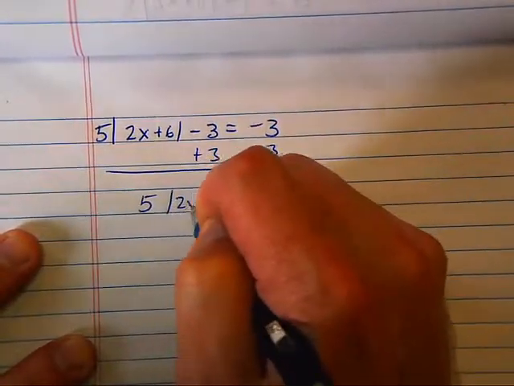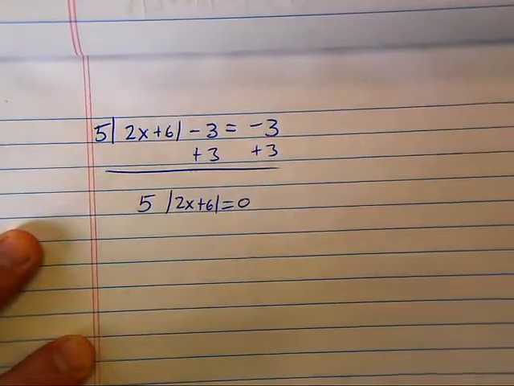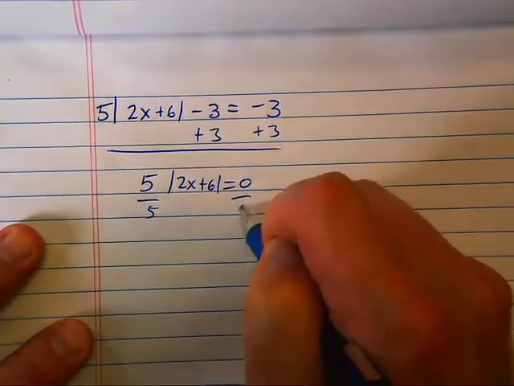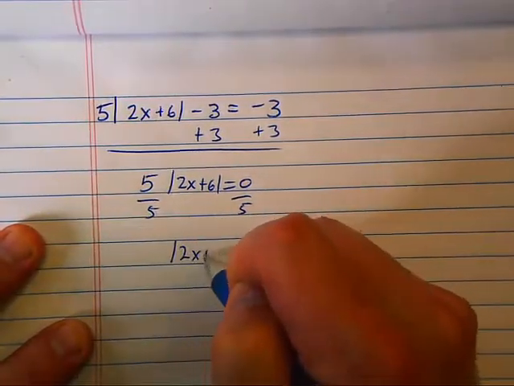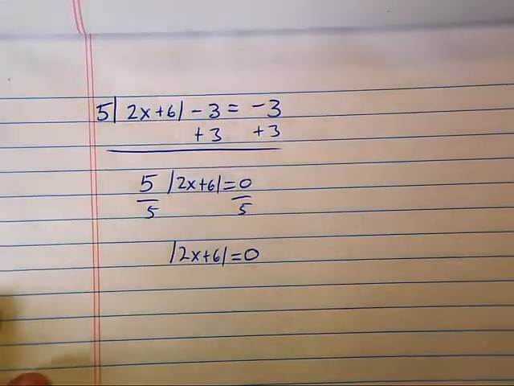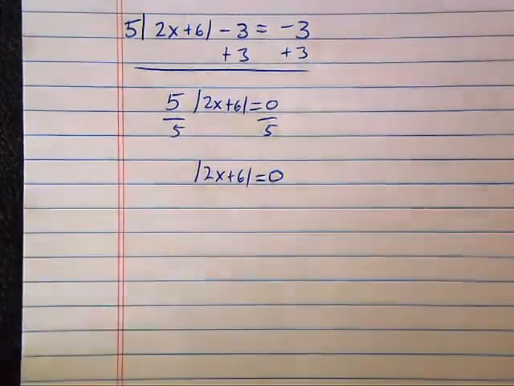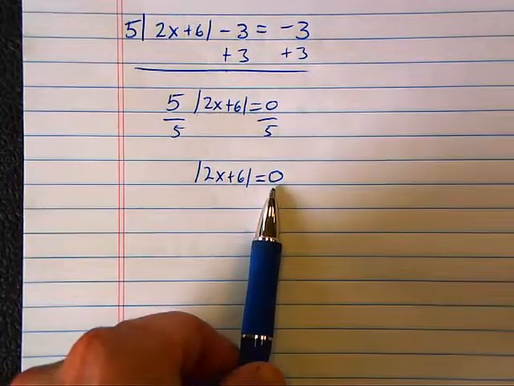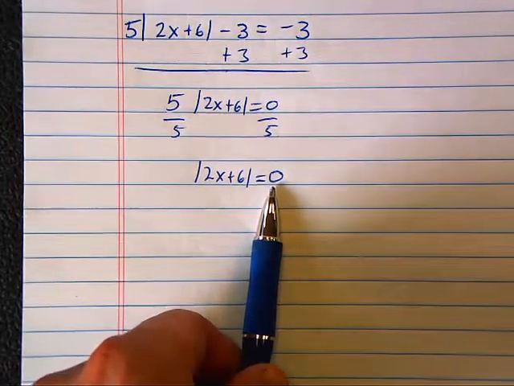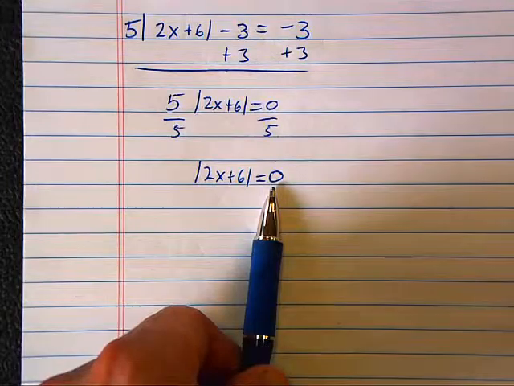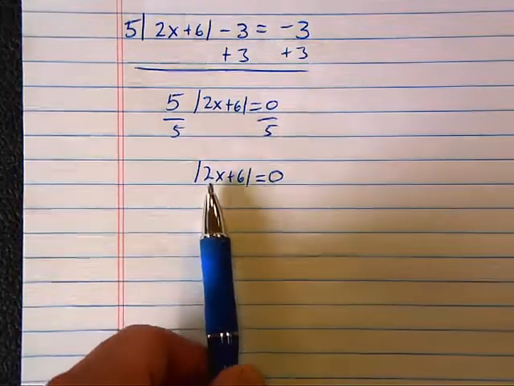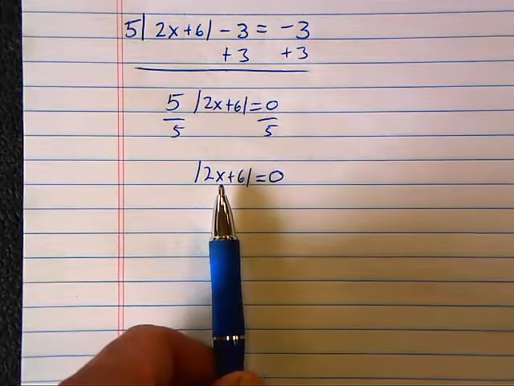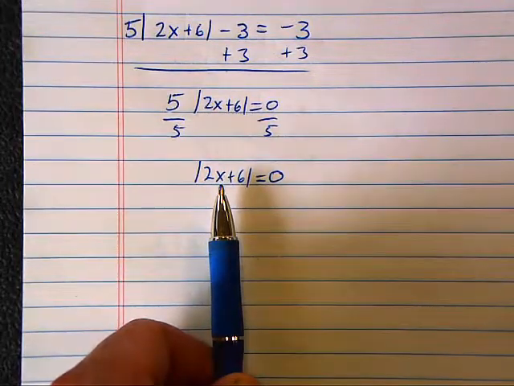5, absolute value of 2x plus 6 equals 0. Divide by 5. Absolute value of 2x plus 6 equals 0. All right, so this is a special equation. When you have absolute value and you have 0 over here, something different happens. What happens? 2x plus 6 could be what? The only choice is 0, because the only number that has absolute value of 0 is 0.